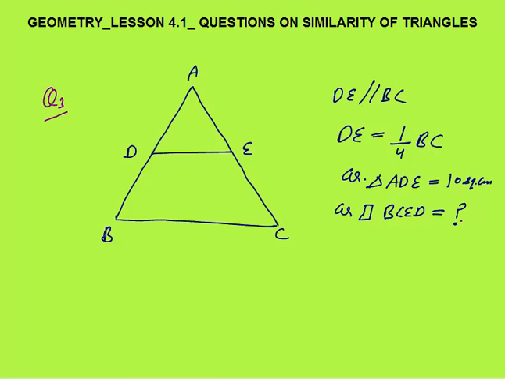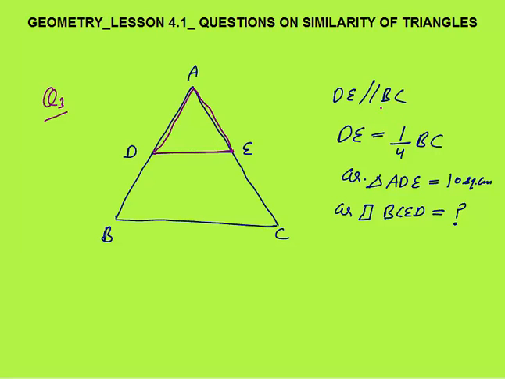Question 3 is, ABC is a triangle, DE is given to you parallel to BC. DE is 1/4 of BC. Area of triangle ADE is 10 square centimeter. This triangle area, ADE, this smaller triangle area is 10. We need to find the area of quadrilateral BCED. Now please pause the video, try to solve this question by yourself, then look at the way I have solved.